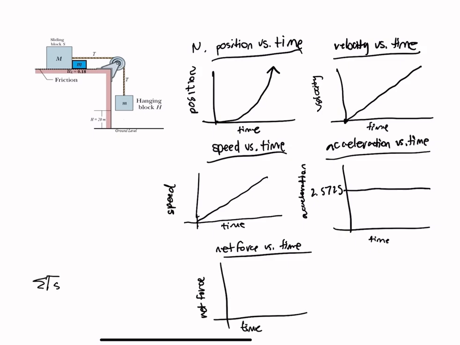And for the net force of the system, it is just the total mass times acceleration. These will never change. And acceleration, as we concluded, doesn't change either, which means that net force will always be the same. It'll be a straight line.